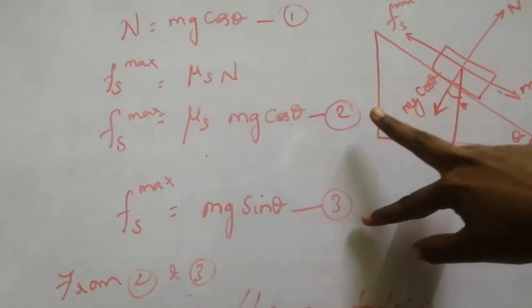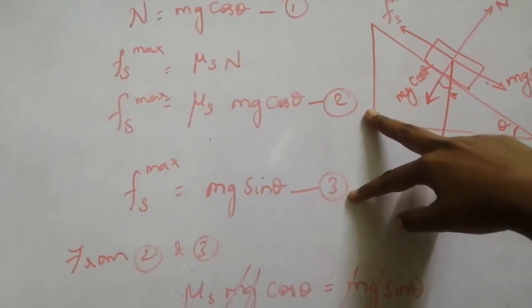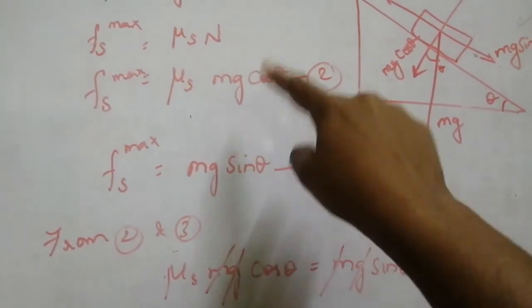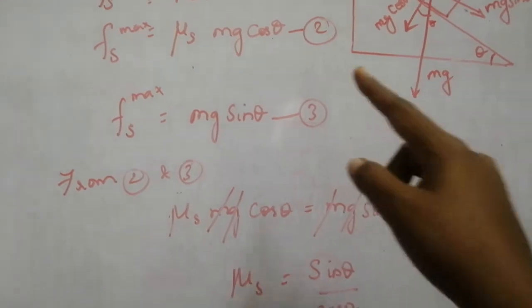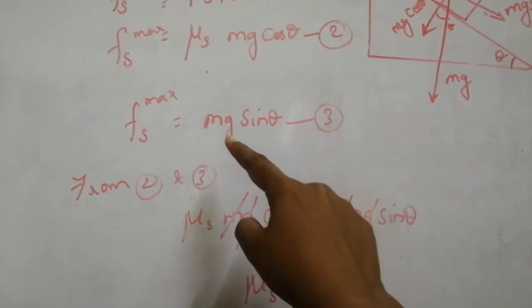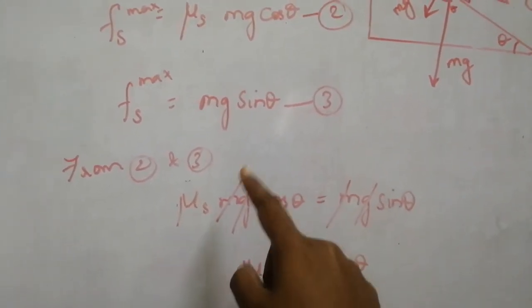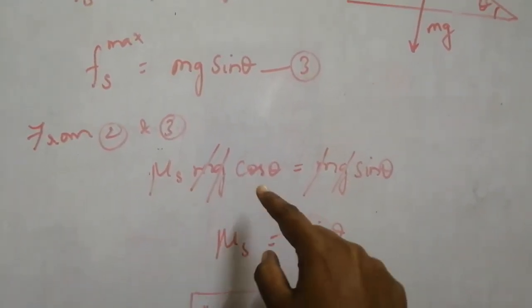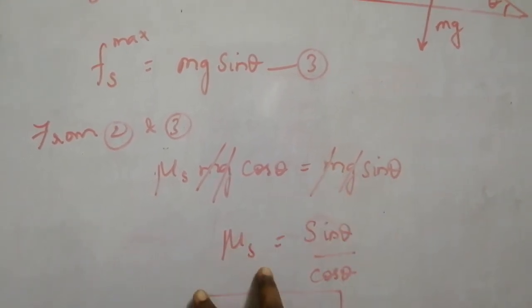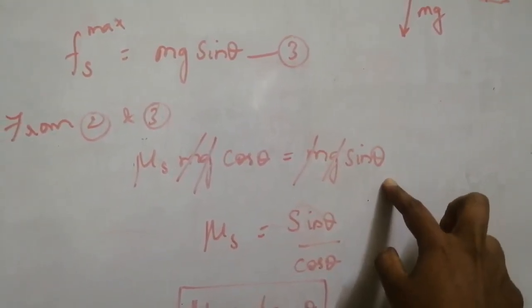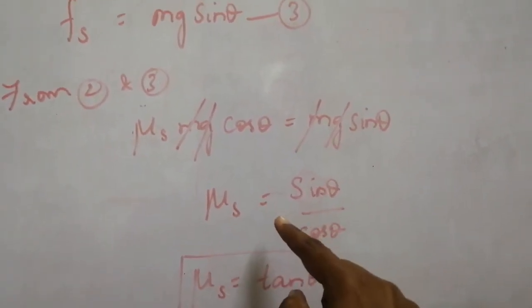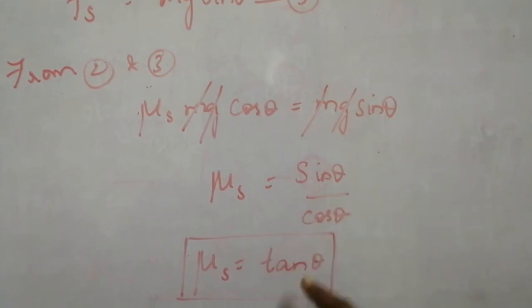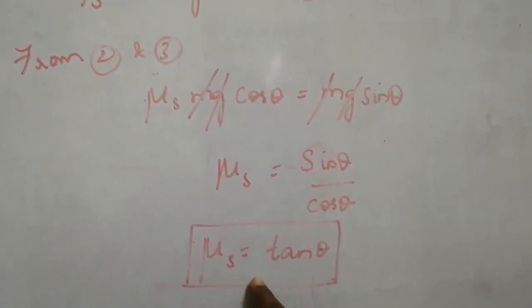Now when you compare equations 2 and 3, you can see that the left hand sides are equal, so the right hand sides will be equal. So you can equate these two. So mu s mg cos theta is equal to mg sin theta. You have m and g common on both sides, just cancel them off. Then you have mu s cos theta equal to sin theta. I want only mu s, so bring this cos theta to the other side. It becomes mu s is equal to sin theta by cos theta. We know that sin by cos is nothing but tan theta. So mu s is equal to tan theta.